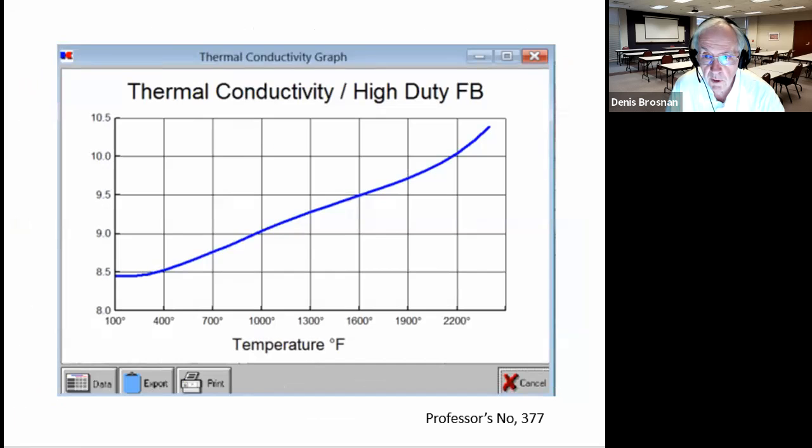And here's the plot of thermal conductivity versus temperature for the high-duty fire brick. And you can see that it changes a fair amount over the temperature range of interest from room temperature up to about 2000 degrees Fahrenheit. So that graph may be useful to you.